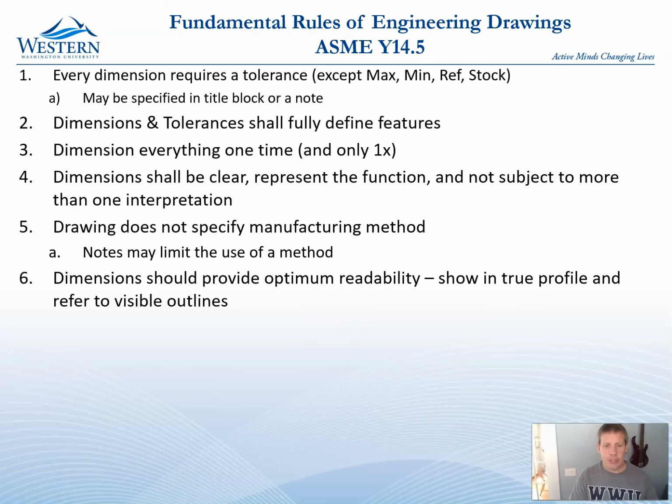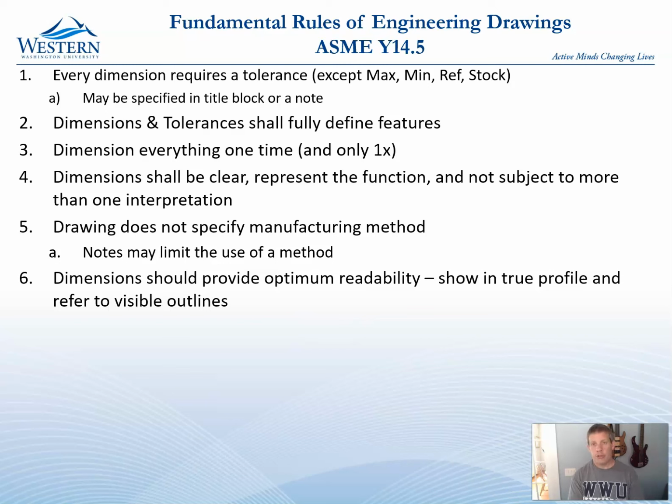Okay. The dimensions should provide optimum readability. So what this means is choose the best place to dimension something. So you don't dimension to hidden lines ever, unless it's just impossible to see things otherwise. You should not dimension much to section views, because it's unclear if the section view, like if you had it going through the middle of a bolt, it's unclear if it goes exactly through the middle of the bolt or a little bit on one side, and so those things matter to the dimensions that you put in there.